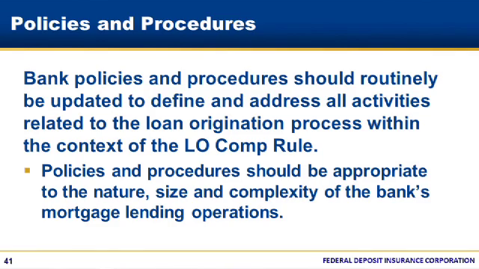The bank's policies and procedures should be routinely updated to define and address all activities related to the loan origination process within the context of the yellow comp rule's provisions, taking into account the nature, size, complexity, and scope of the mortgage credit activities of the bank and its subsidiaries. The policies and procedures could include the identity of those staff responsible for each activity and for compliance with the relevant LO comp rule provision. For example, procedures may be established to allow employees to identify what types of loan transactions and compensation practices are subject to the LO comp rule and what types are not.